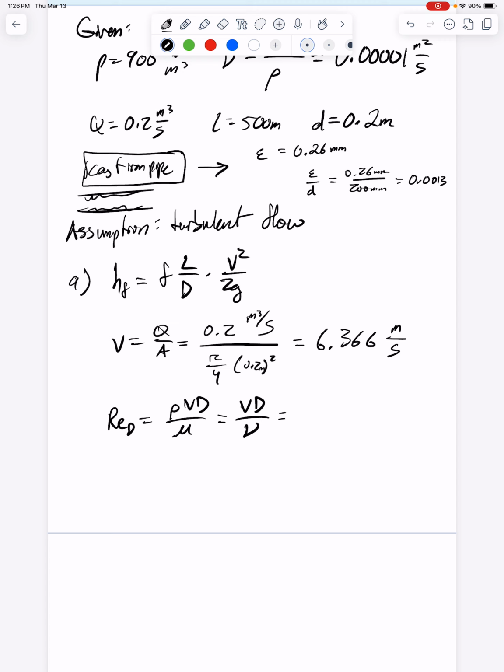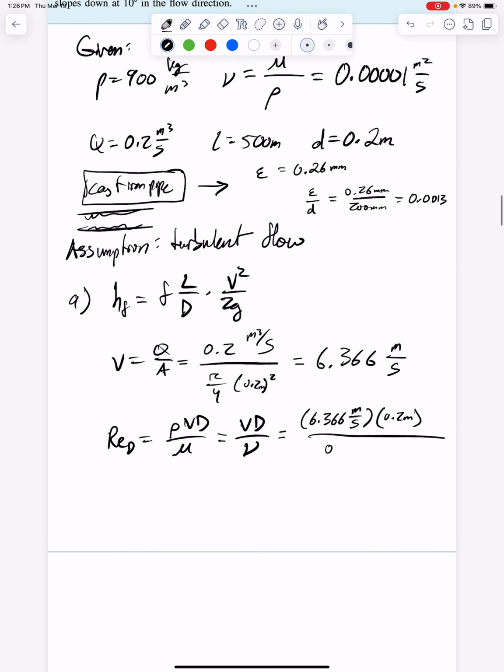So V is 6.366 meters per second times D, which is 0.2 meters, divided by nu, which was 0.00001 meters squared per second. Therefore, Reynolds number is going to come out to be 128,000, which obviously is greater than 2,300, which means our flow is definitely turbulent.